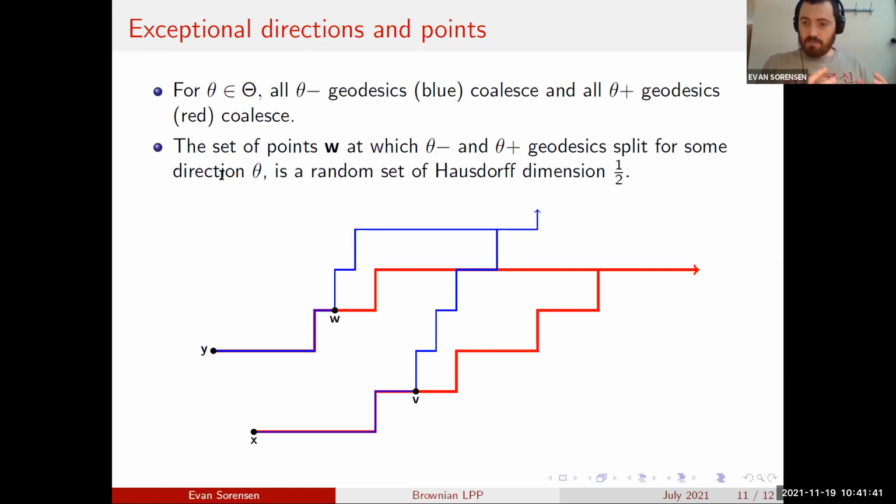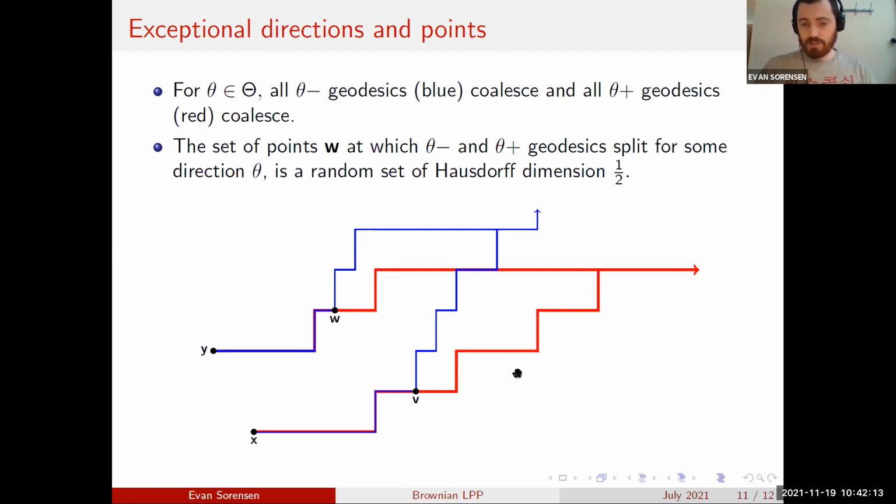When theta is in this set big theta, this exceptional set of Busemann functions actually completely classifies this non-uniqueness behavior. So when I'm in this set, from every point I have two geodesics. There's theta minus and theta plus geodesics. They correspond to the theta minus and theta plus Busemann functions. So you can see from x, there's a blue geodesic and there's a red geodesic. They'll stick together for a while. Eventually, they will split. And then there's two coalescing families.